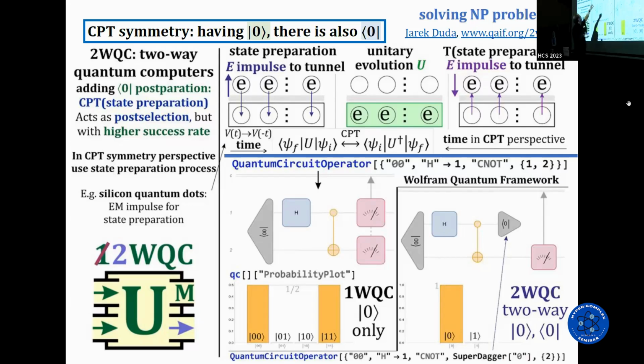So for example, for silicon quantum dots, state preparation is performed in one of the settings through just an impulse to make the electrons tunnel. So let's just use a reverse impulse at the end, and from the perspective of symmetry, we perform exactly the same state preparation process. In many situations, the state preparation is performed by an electromagnetic impulse. So let's just use the reverse impulse. That is, reverse the shape of the impulse and use it at the end. And you should be able to enforce not only the initial state, but also the final state.